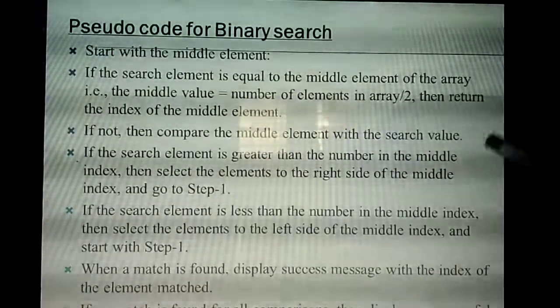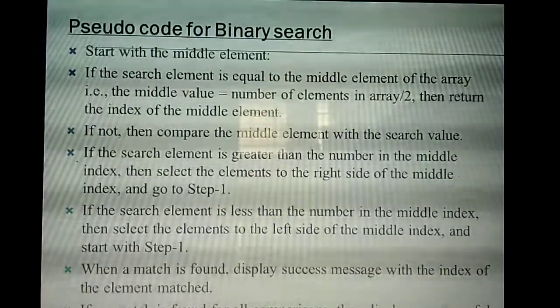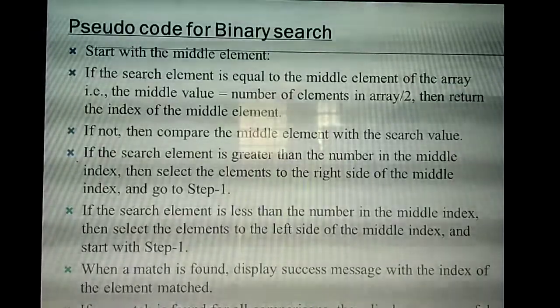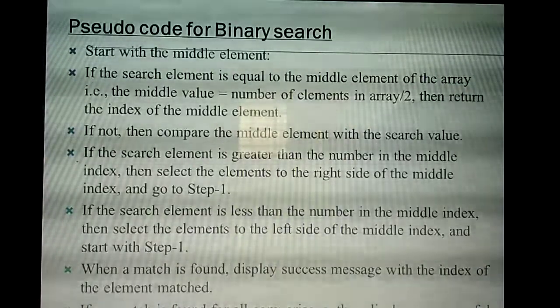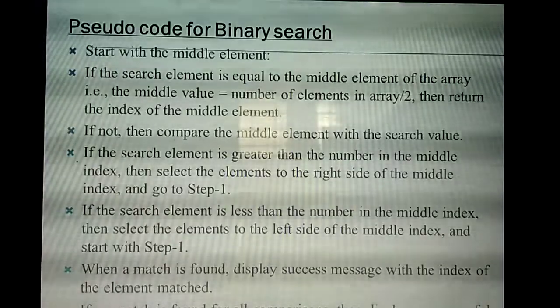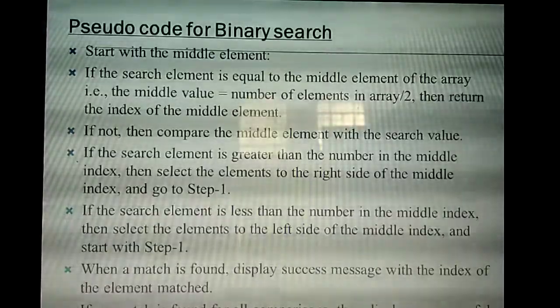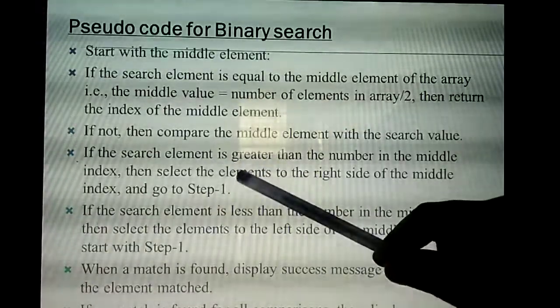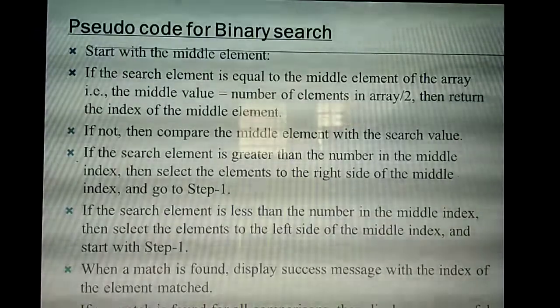Okay. Suppose this element is greater. That means your target value is 60, and the middle element is 70. Sometimes the middle element is 70, which means the search needs to go to the left side. If the element is greater, always listen, this is an important step. If the search element is greater than the number in the middle index, your element is greater.